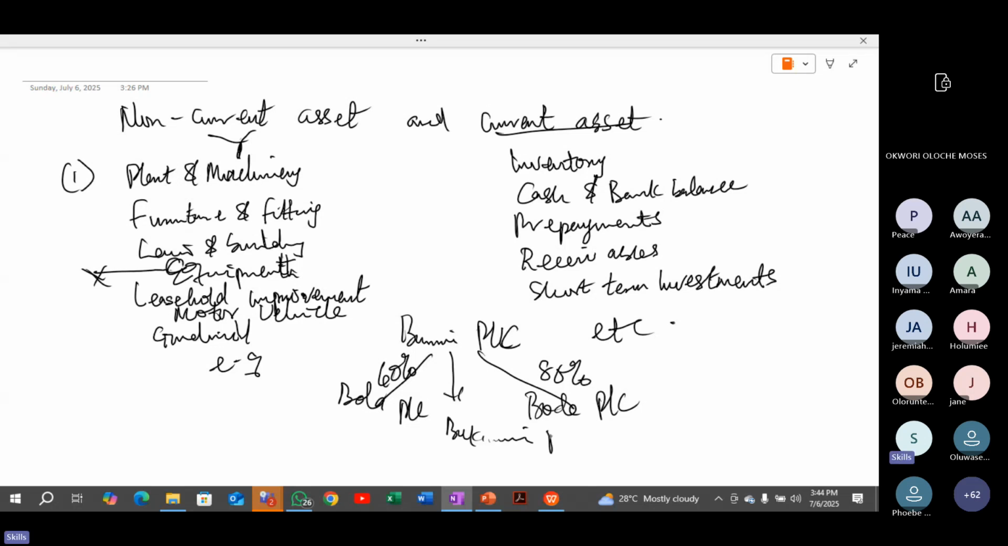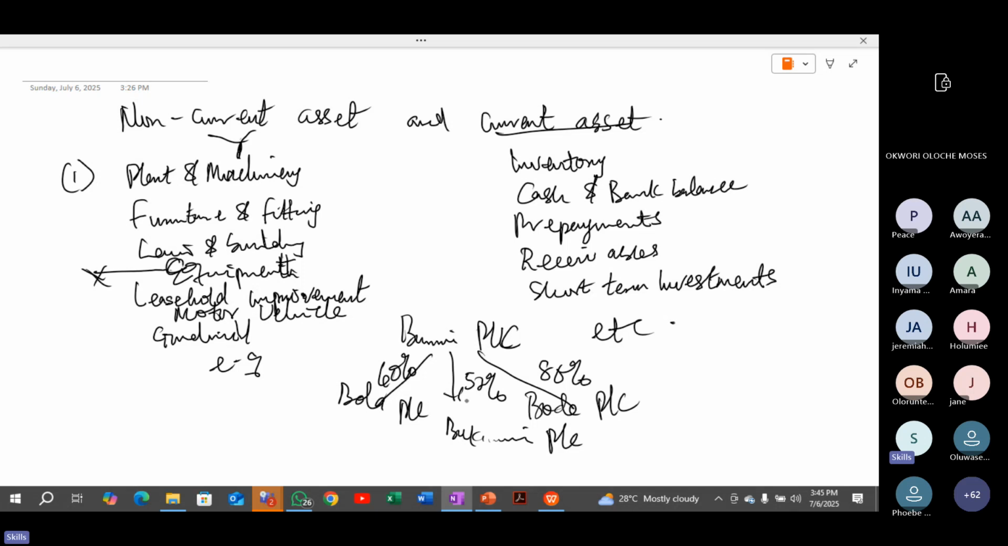It has 52%. So that means that all of them, Bumi, Bola, Bokomi, and Bode, are all group members. But one is a parent company, which is Bumi. Bumi acquires 60% control of Bola, while Bumi also acquired 52% of Bokomi. Bumi acquired 80% of Bode. I get me now.